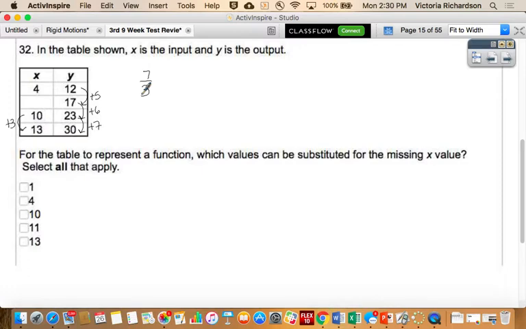So for the table to represent a function, you've got to make sure that your x values do not repeat. And therefore, 4 is out of the question because I already have a 4 right here. 10 is out of the question because I have a 10 right here. And 13 is out of the question because I have a 13 here. So my only choices are 1 and 11.